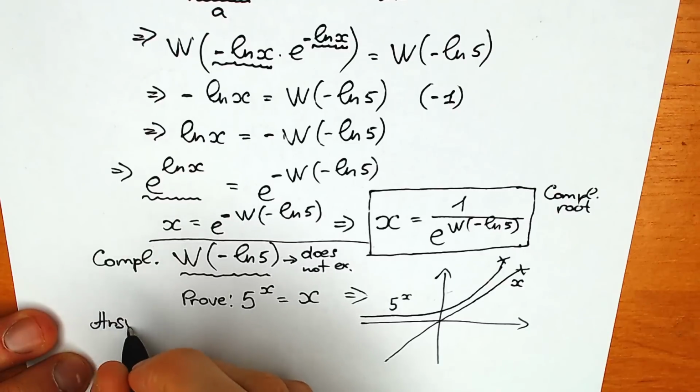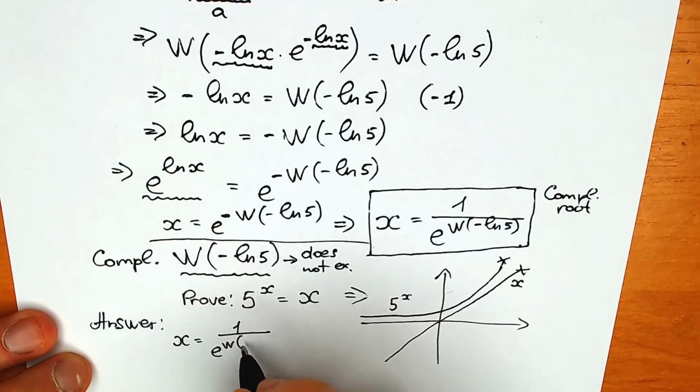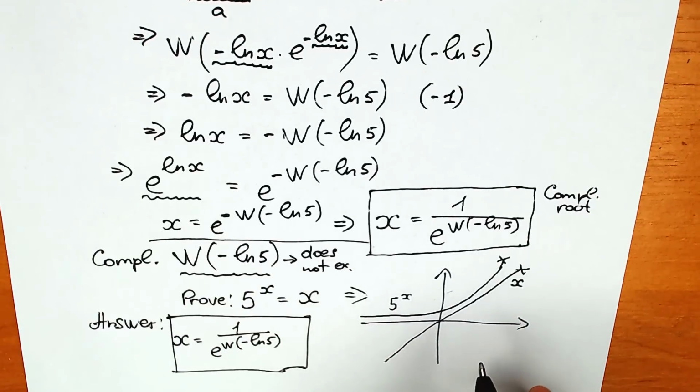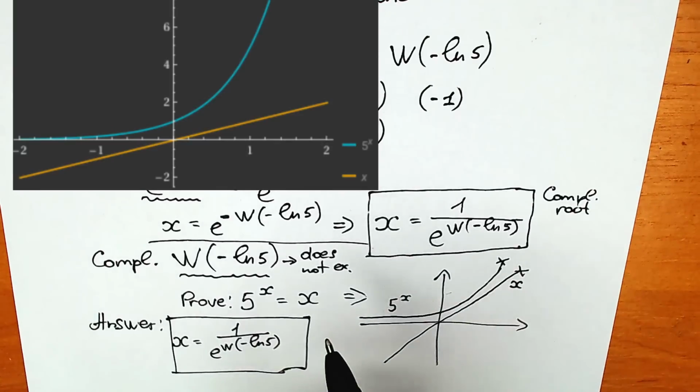So let's write our final answer to this question. x equal to 1 over e to the power Lambert W function of minus natural log 5. This is our answer to this question, with a quick research about this root. And this is my explanation, this is my solution to this challenge.